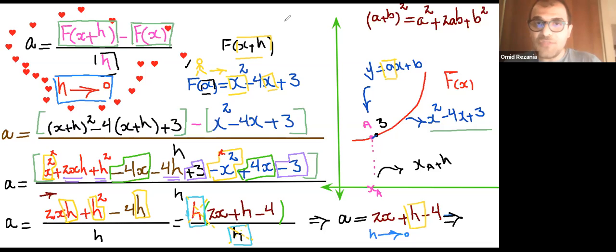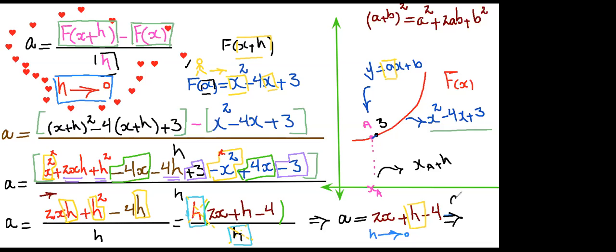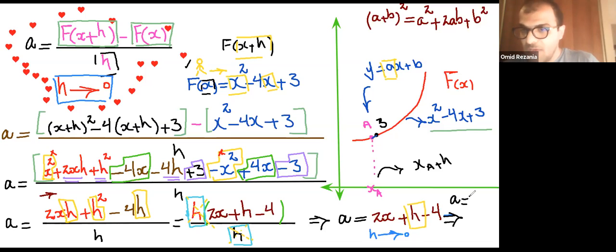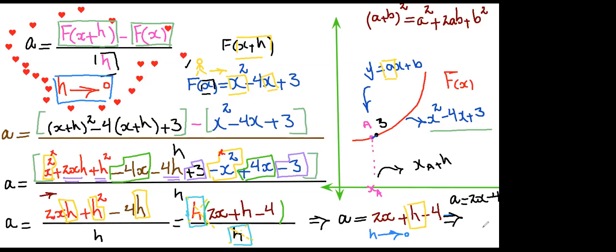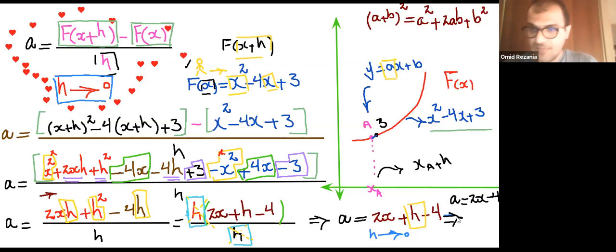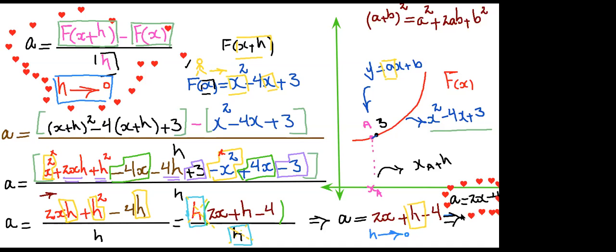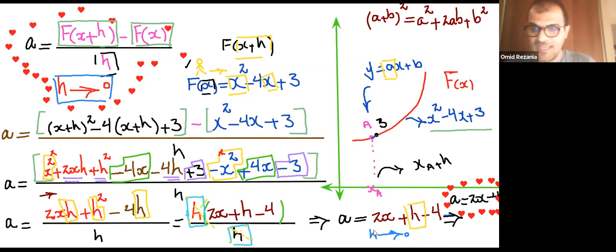Then the thing which we are left with is this: a, the slope of that line, becomes what? 2x minus 4. Oh my God, I needed more space, but I couldn't do that. A is going to be 2x minus 4. And I'm just going to put everything in the heart, which means that we love it.